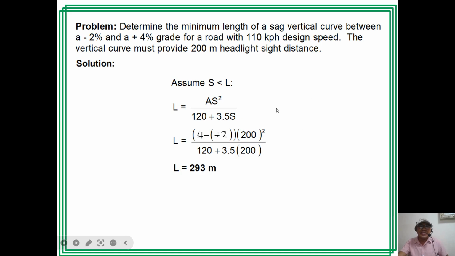Okay, so the video is about stopping sight distance both in horizontal curves and vertical curves.